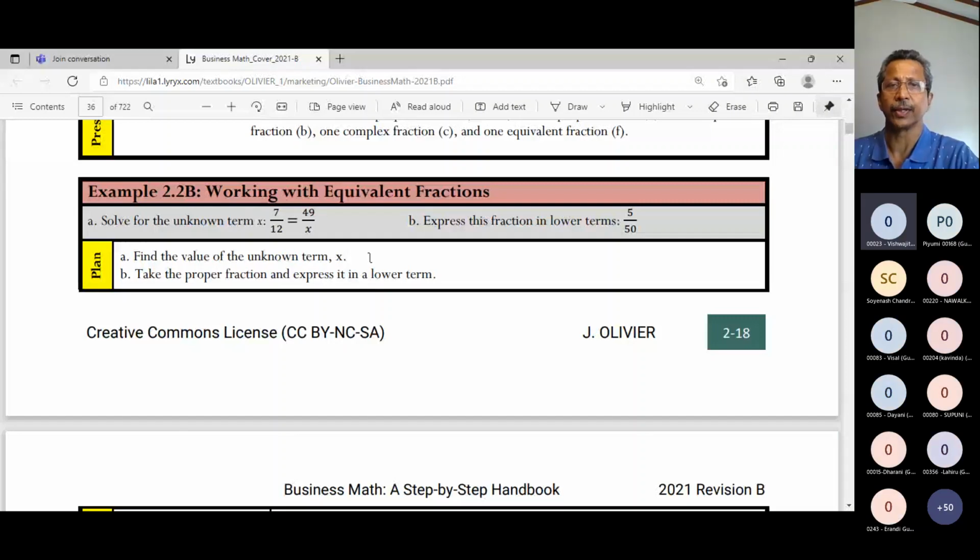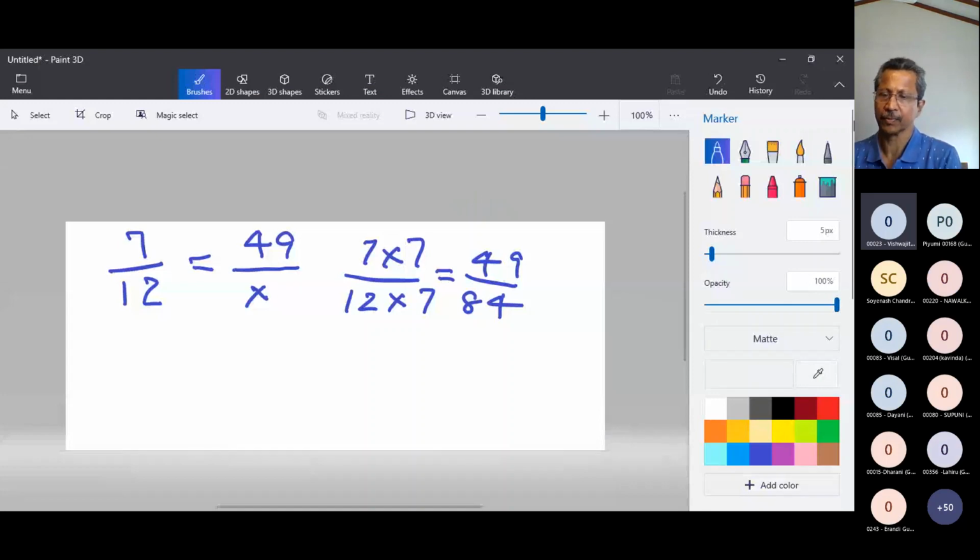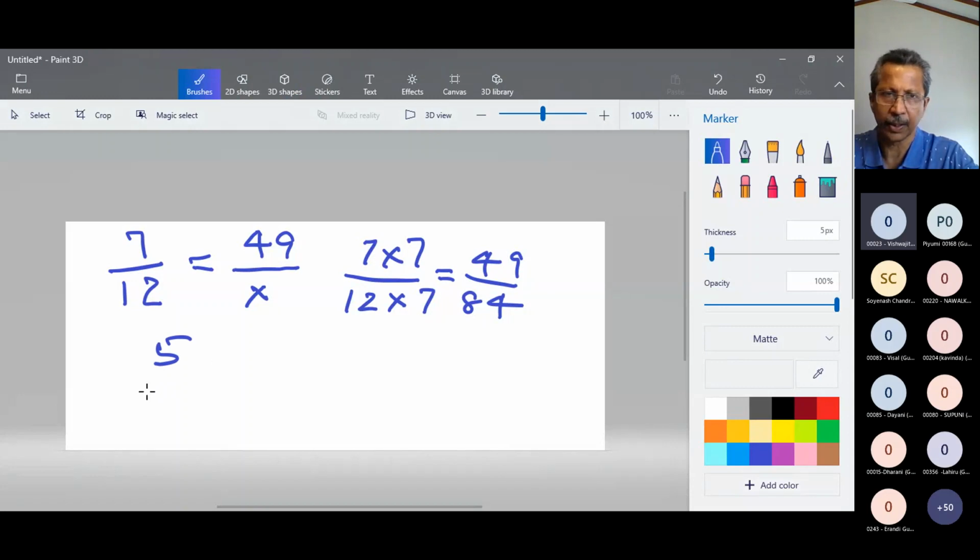Express this fraction in lower terms. Okay. We'll again go back. 5 divided by 50.